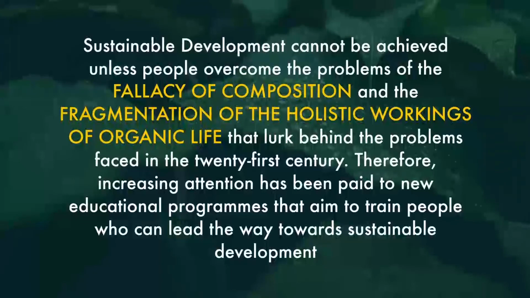Because of this particular characteristic, if we look into sustainable development, it cannot be achieved unless people overcome the problems of these two characteristics, that is, fallacy of composition and fragmentation of holistic working of organic life, because they lurk behind the problems faced in the 21st century. Therefore, we need to increase the attention to new educational programs that aim to train people who can lead the way towards sustainable development.